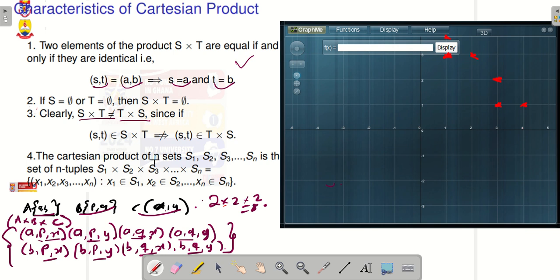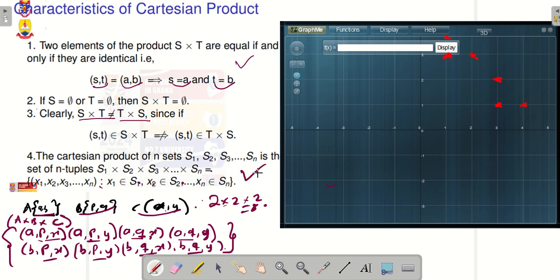So here, what the property is saying is that a Cartesian product of n sets, S1, S2, S3, up to Sn, is the set of n-tuples. That is S1 times S2 times S3 times up to Sn, where x1 belongs to the set S1, then x2 belongs to the set S2. Then we perform the combination just like I have done.